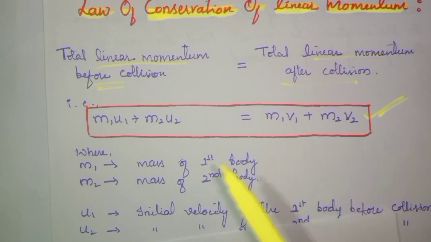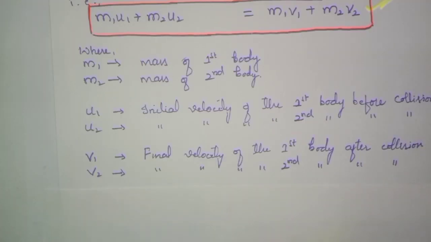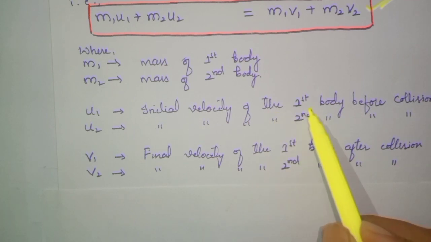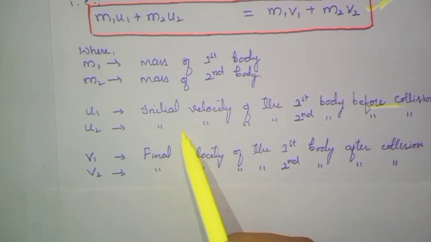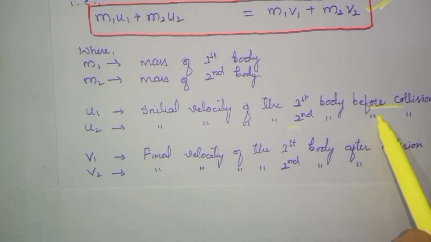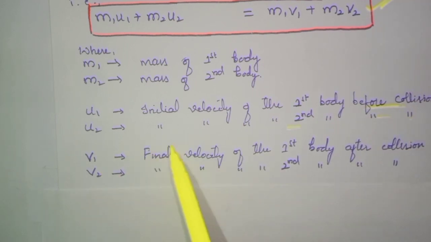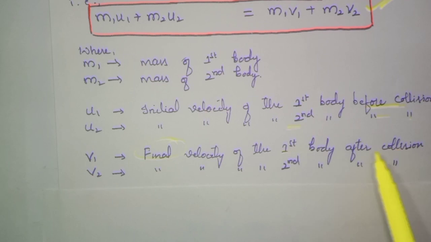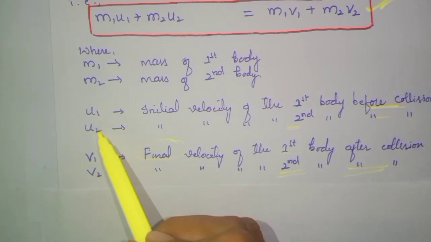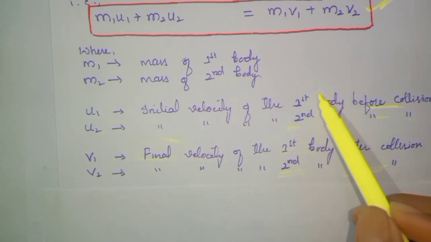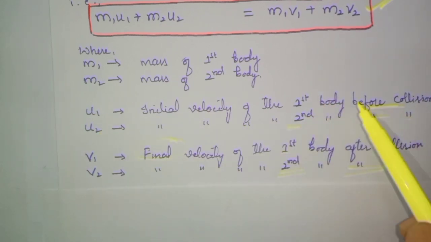Now let's see what these data mean. Here m1 is the mass of the first body, m2 is the mass of the second body. u1 is the initial velocity of the first body before collision, and u2 is the initial velocity of the second body before collision. Also v1 is the final velocity of the first body after collision and v2 is the final velocity of the second body after collision.